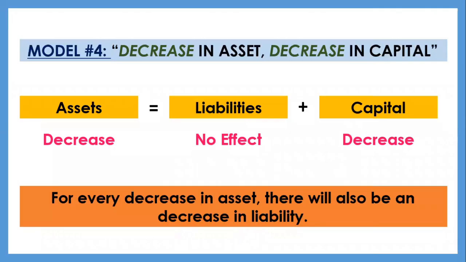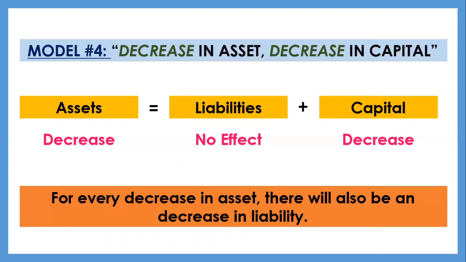Moving forward to model number 4. Model number 4 is decrease in assets, decrease in capital. As you can see on the figure, there is a decrease in assets, no effect on liability, and a decrease in capital. And so for every decrease in asset, there will also be a decrease in capital. Again, that is not a decrease in liability. Instead, that's a decrease in capital.